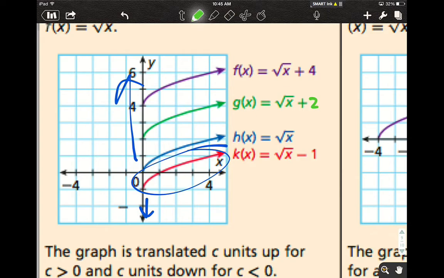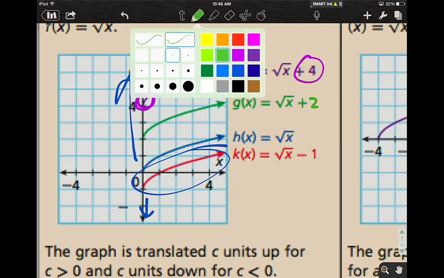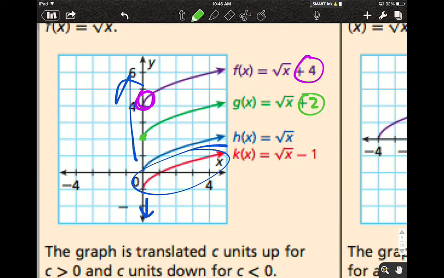Okay, notice the purple one is up here at y-intercept of 4. Makes sense, you got a plus 4. The green one has a y-intercept of 2. And so on. The blue one has a y-intercept of 0 because you haven't added anything at the end. The red one has a y-intercept of -1 because you subtracted something at the end. Same as last unit. It should make sense.